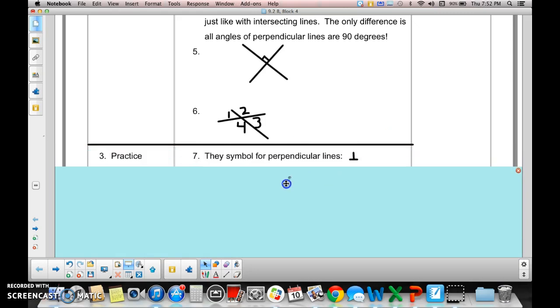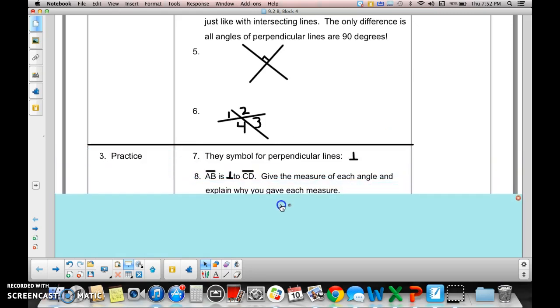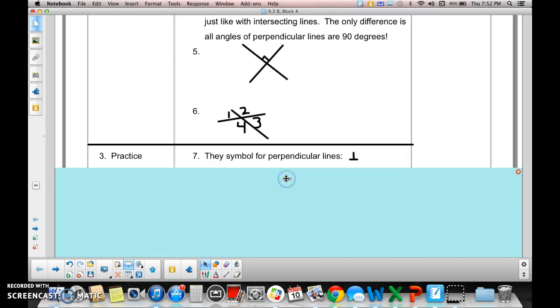Main idea number 3. This is some practice. I'll give you a couple of notes. Note number 1, note number 7. And by the way, if you have not written a question up here, you should write a question as we are done with this main idea. I'll go all the way across. So good. Pause me if you need to pause me. I wouldn't be offended. The symbol for perpendicular lines is an upside down T.